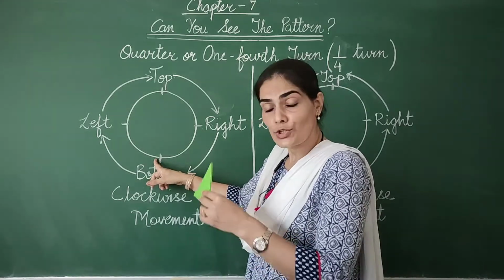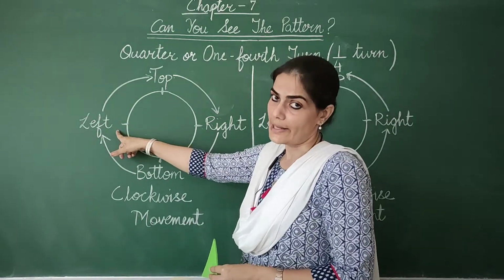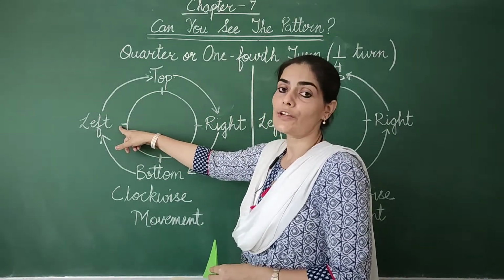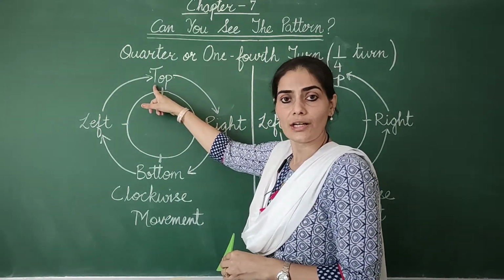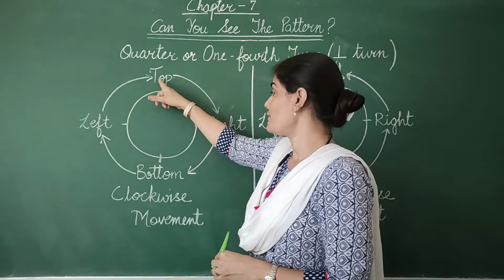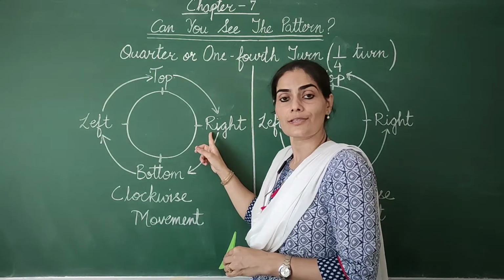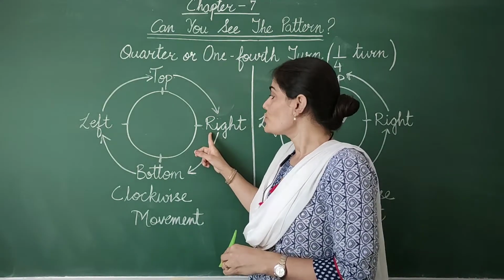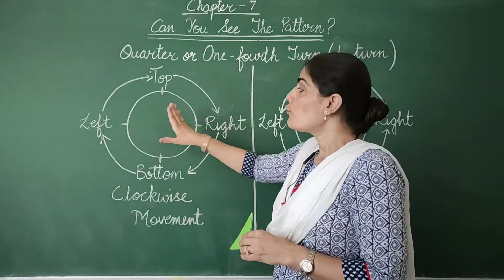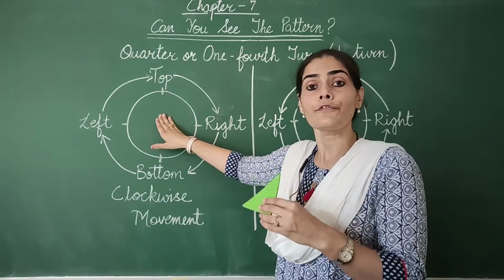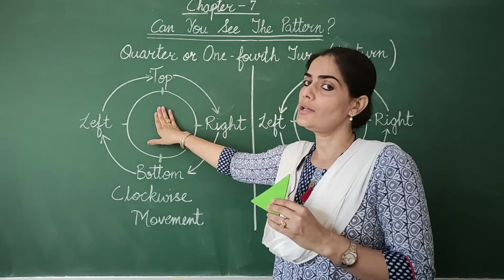From bottom, if I ask you to give it one more 1/4 turn clockwise, then it's going to point towards left. And if I ask you to give it one more 1/4 turn clockwise, from left it is going to point towards the top. And from top, if you give one more 1/4 turn clockwise, it is going to point towards its original position. So, from this, what do we conclude? We conclude that 4 1/4 turns will be equal to 1 whole turn.